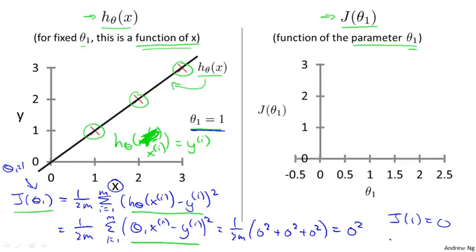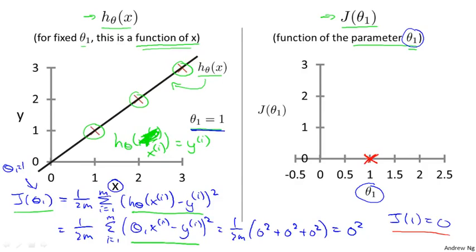What I'm going to do on the right is plot my cost function j. And notice, because my cost function is a function of my parameter theta 1, when I plot my cost function, the horizontal axis is now labeled with theta 1. So I have j of 1 is equal to 0. So let's go ahead and plot that. We're going to end up with an x over there.